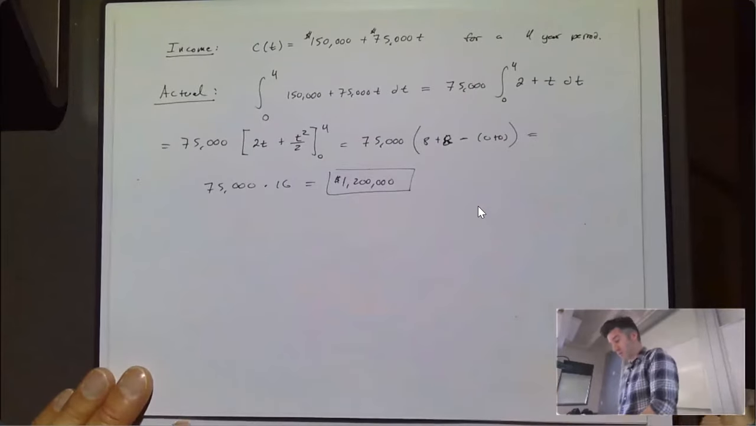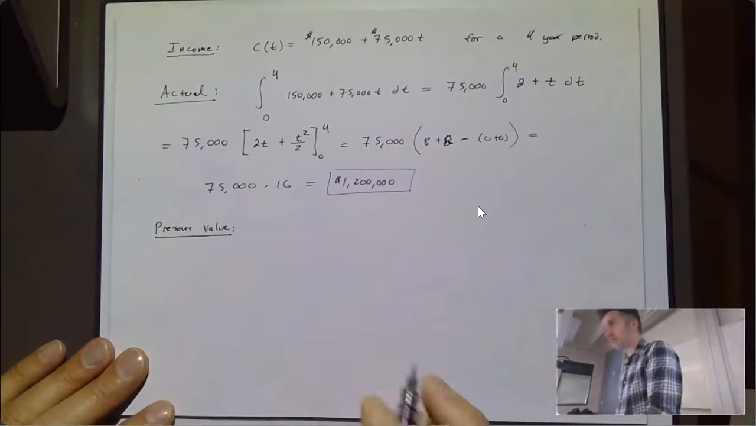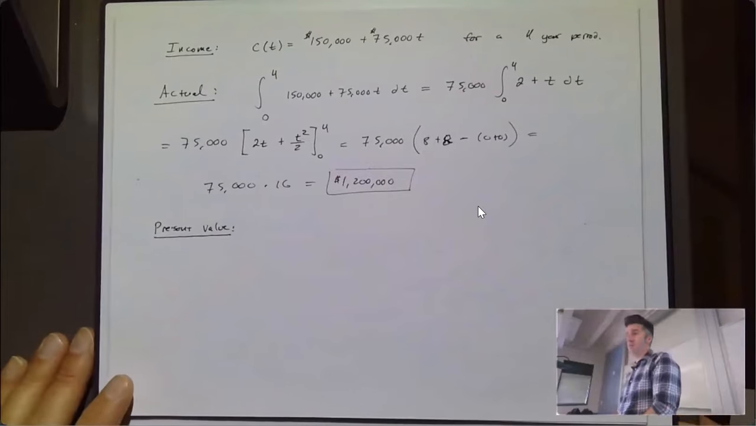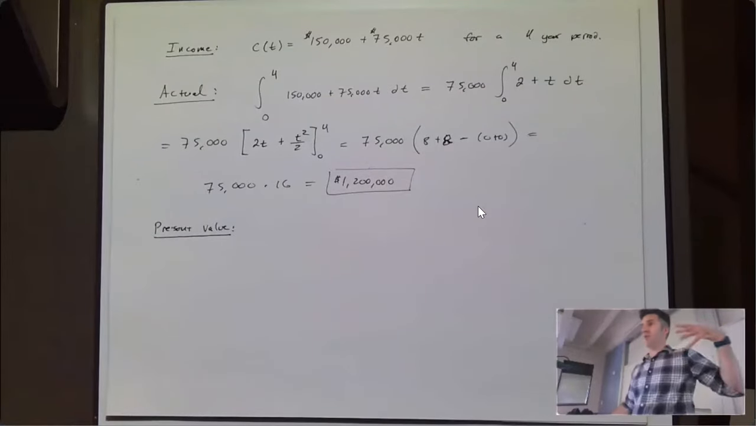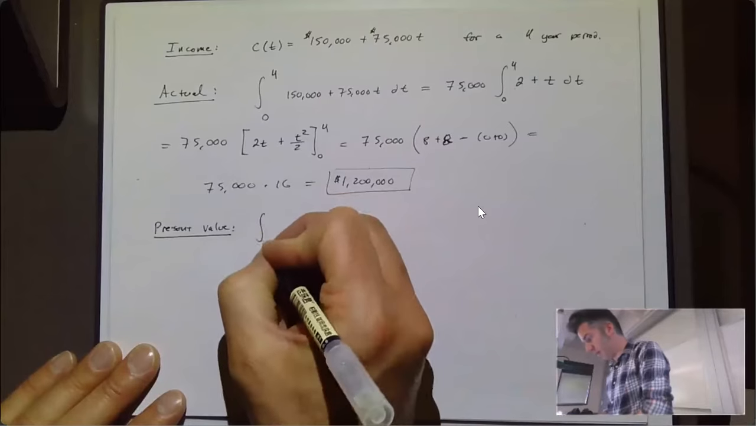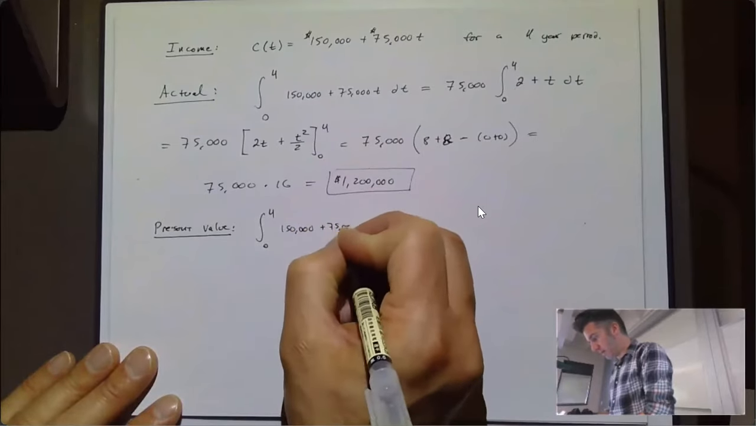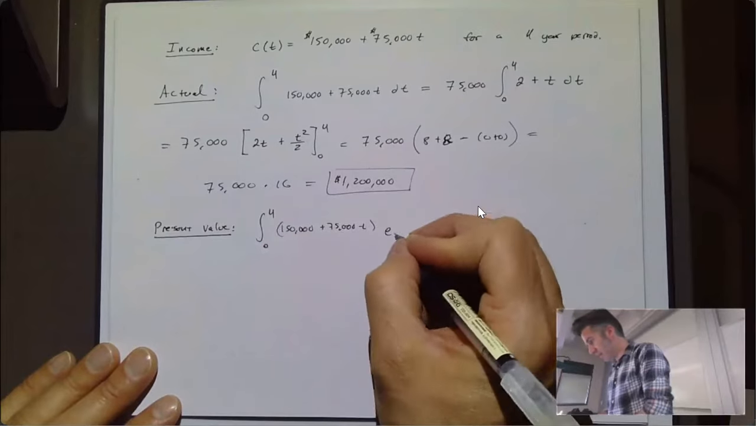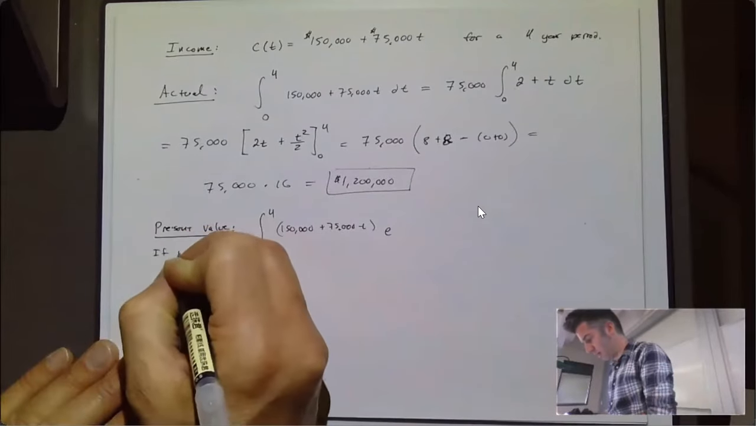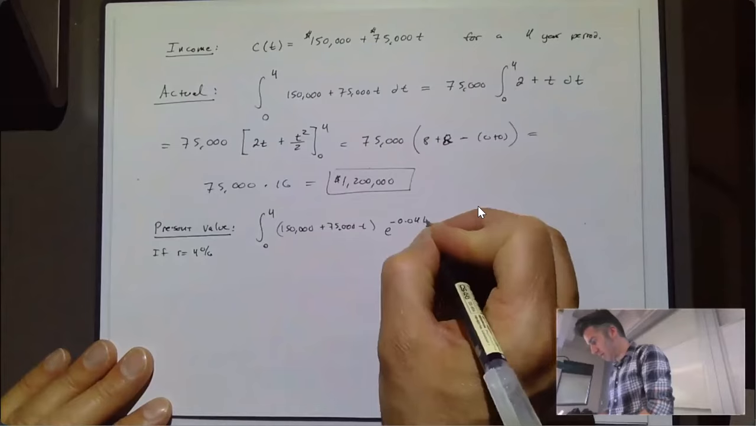Now for the more interesting question. What's the present value of that income? Meaning, how much money would you have to invest today to have that much income over the 4 years with the current interest or inflation rate? So now is where things get messy because we're going to do the integral from 0 to 4 of our function, 150,000 plus 75,000 t times e to the, I forgot to say what the inflation rate was, sorry. Present value if the inflation rate is 4%. So we're going to have times e to the negative 0.04 t dt.